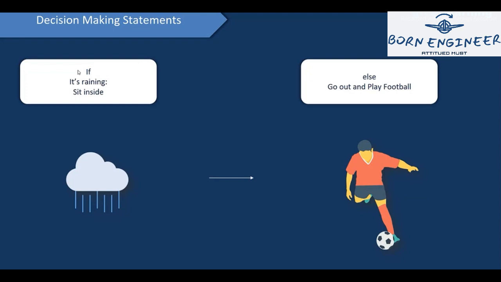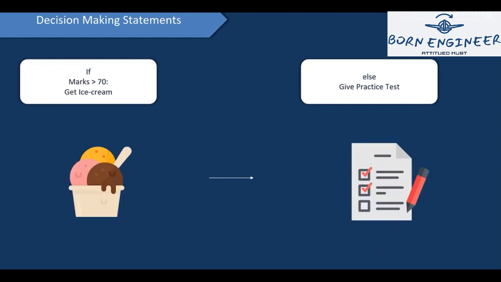You'll start with if, and then you'll make the statement, which is if it's raining. So if it's raining, you obviously can't play football. So you'll just go and sit inside and maybe watch a movie. But on the other hand, which is else, if it is not raining, then you can happily go out and play football. So this is how you can establish a real world condition with the help of decision-making statements.